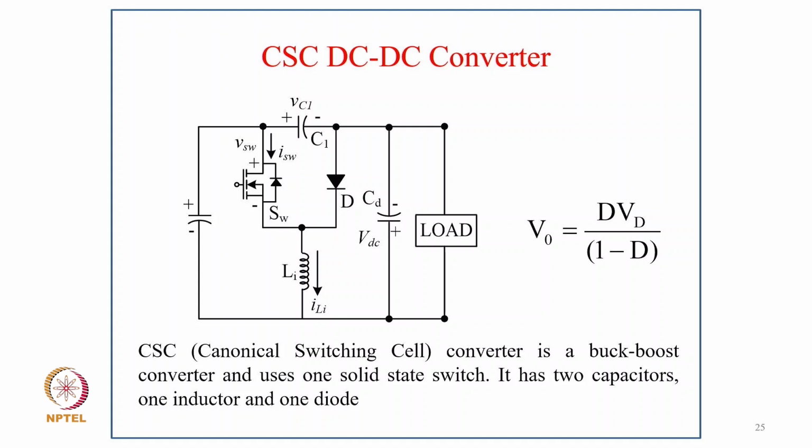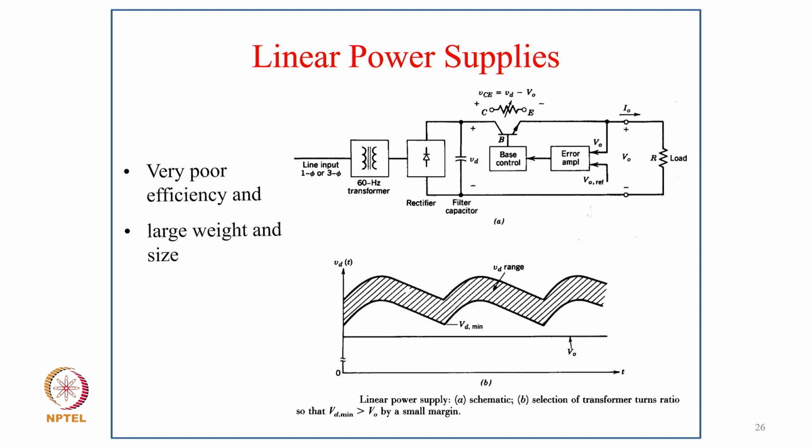It has 2 capacitors, 1 inductor and 1 diode. So coming now to a typical linear power supply, which was earlier used for DC-DC conversion, it had a very poor efficiency. That is why switch mode converters appeared, as linear supplies also had a large size and weight.